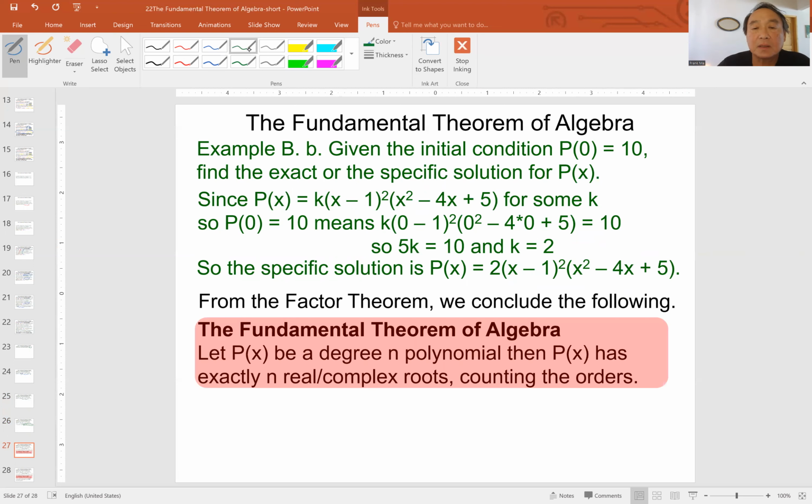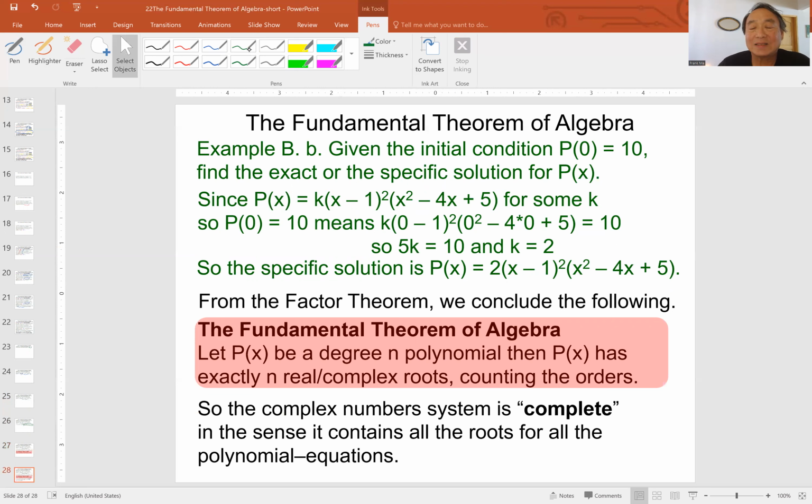Basically, this says also that every polynomial of degree n can have n roots, complex numbers. This says complex numbers completely solve every equation. So that's what it meant.